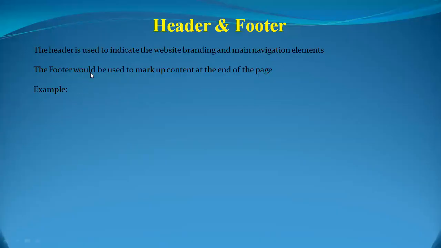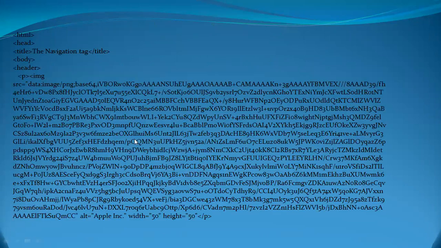Header and footer. The header is used to indicate the website branding and main navigation element. The footer should be used to mark up the content at the end of the page. For example, the html tag, the head tag, the title, the body tag, and the header tag should be there. Under that a paragraph tag, the image tag, with src, the path of the image, should be there.